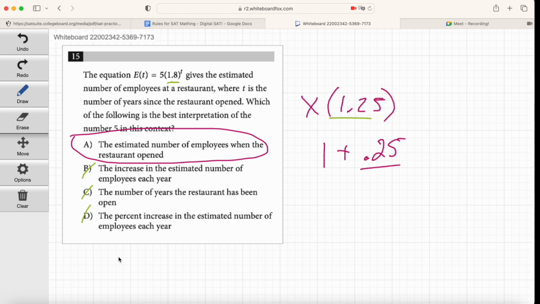But if it's an 80% increase, it's 1 plus 80%. 80% is 0.8 or 0.80. If you're unsure about that, 80% literally means 80 divided by 100. So just punch that into your calculator, which you have on the digital SAT. 80 divided by 100 is 0.8 or 0.80, same thing. So that's why you're multiplying by 1.8. Does that make sense?